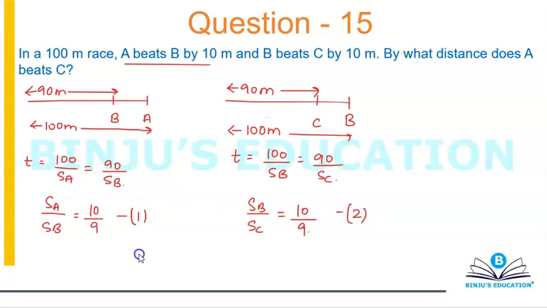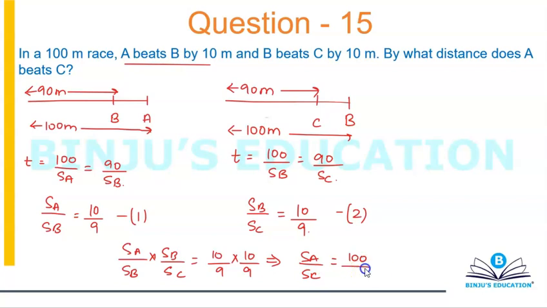Let's multiply the two equations. So speed of A divided by speed of B, whole multiplied by speed of B divided by speed of C, is equal to 10 by 9 multiplied by 10 by 9, which will give us speed of A divided by speed of C is equal to 100 divided by 81. This basically means when A will cover 100 meters, C will cover 81 meters, right? Because the timings are the same.